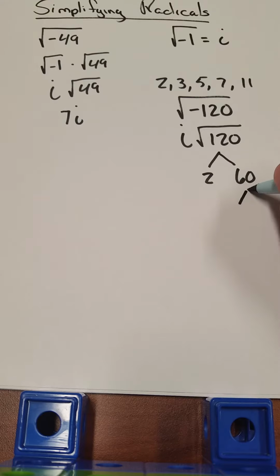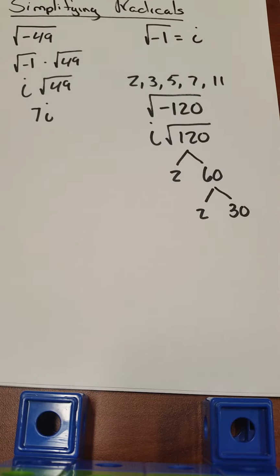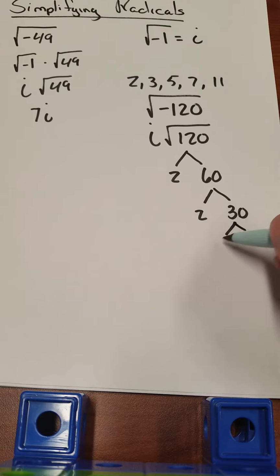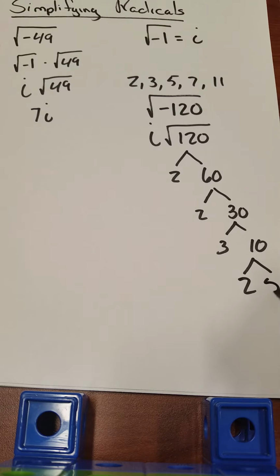Again, divisible by 2, so 2 and 30. Let's just say that for some reason I didn't realize this one was divisible by 2. Well, look at your other numbers up here. You have 3's, 5's, 7's, and 11's. Let's go by 3's. So 3 and 10, and then again 2 and 5.